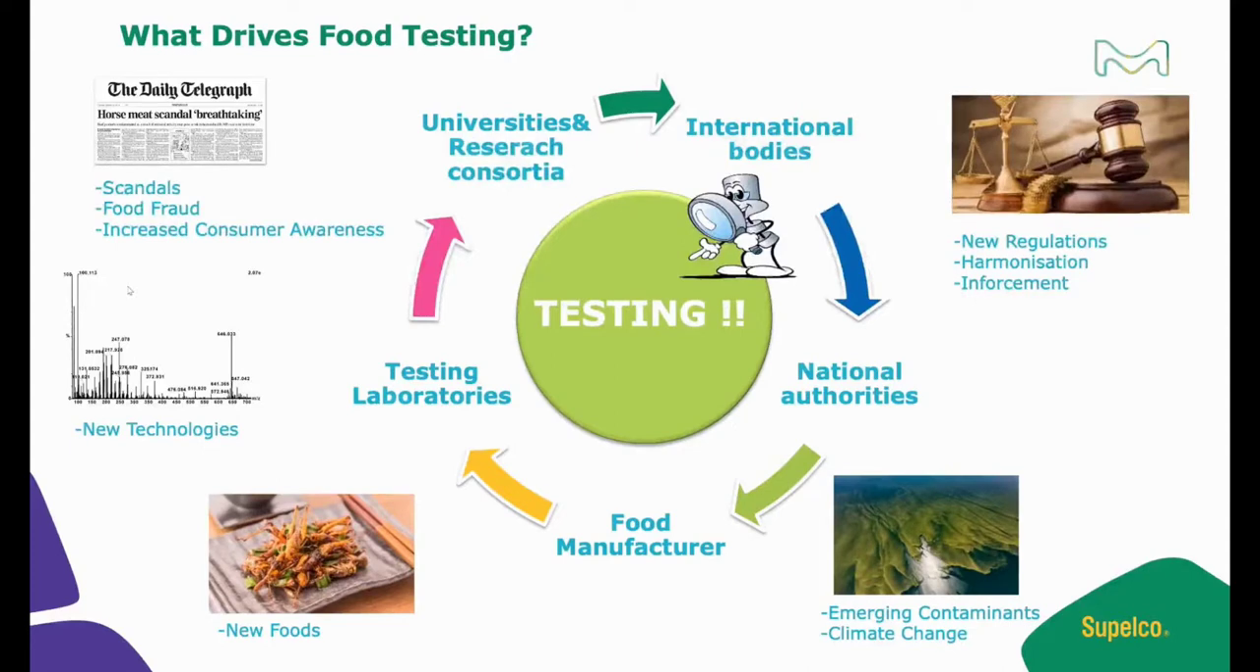The food industry itself also has a big interest to avoid food scandals, to avoid reputation damage. Other factors are emerging contaminants, for example due to climate change, new food trends like insects or cultured meat, and new increasingly sensitive analytical techniques. All these factors drive an increase in food testing, and as we learned in the first slide, reliable test results require reliable reference materials.